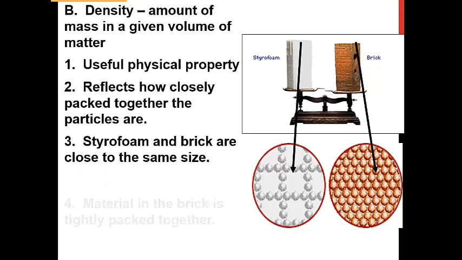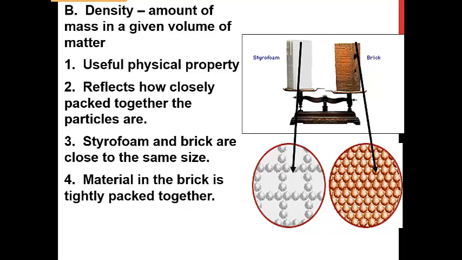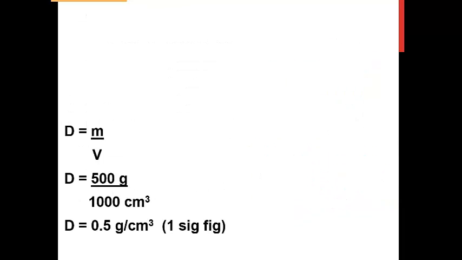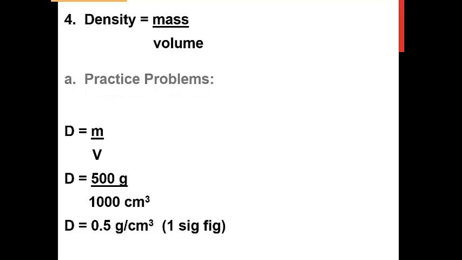Again, we notice that they're the same size, but the material in the brick is packed closer together, which makes the mass more. Even though the volumes are the same, they have different densities because the masses are going to be different. So there is a way for us to calculate density, and density is going to be mass over volume. So we're going to take the mass of our object, divide it by the volume of our object.